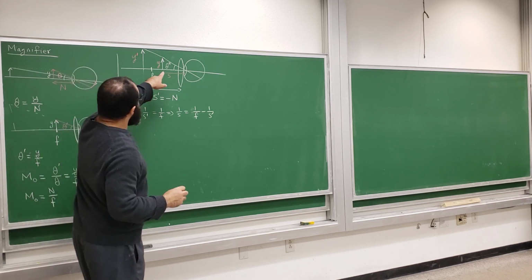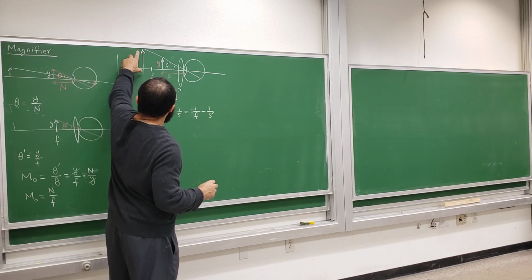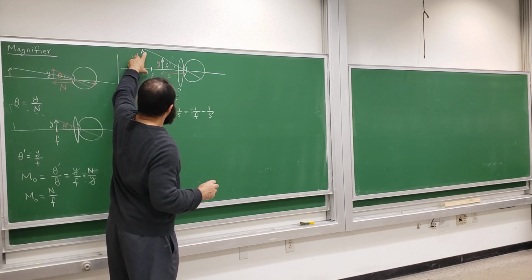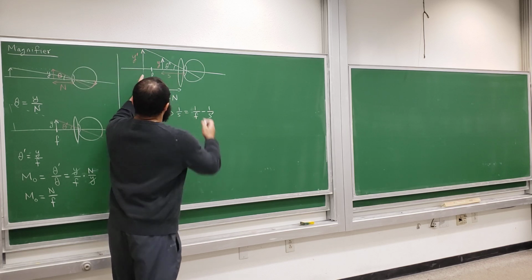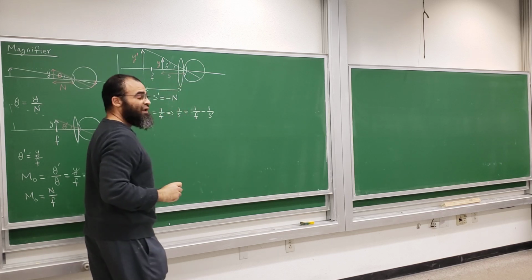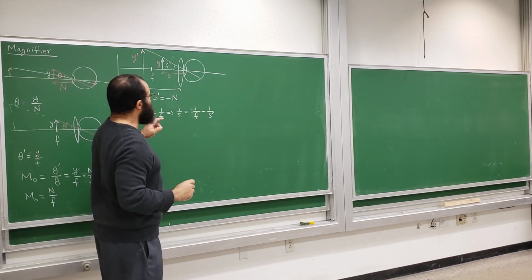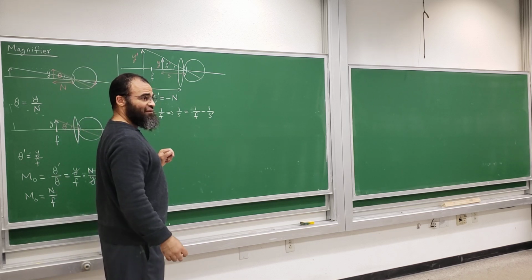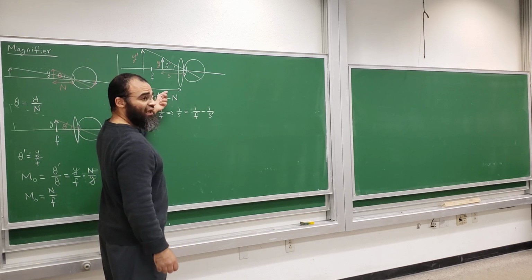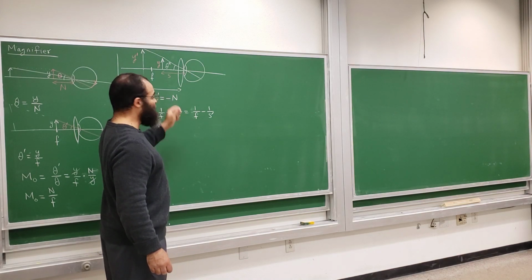Then what is this angle here? Theta double prime is going to be y prime divided by this distance, which is what? It's going to be divided by n. N is just the length. S prime is negative because it's a virtual image.